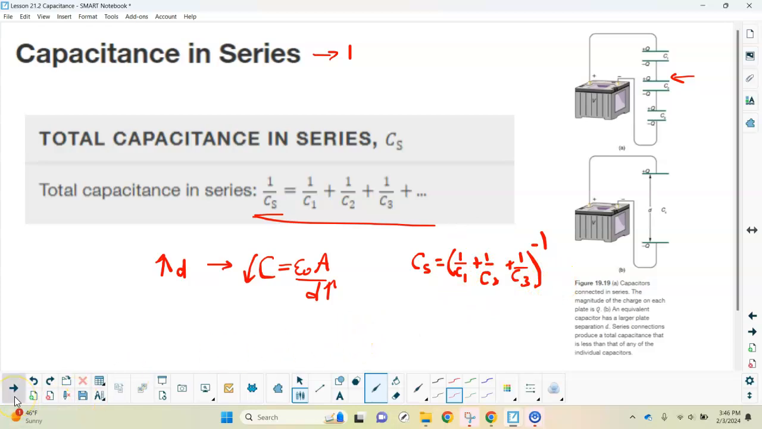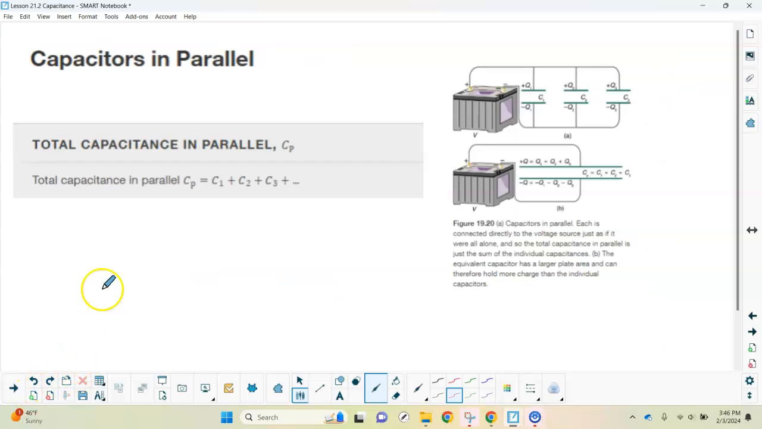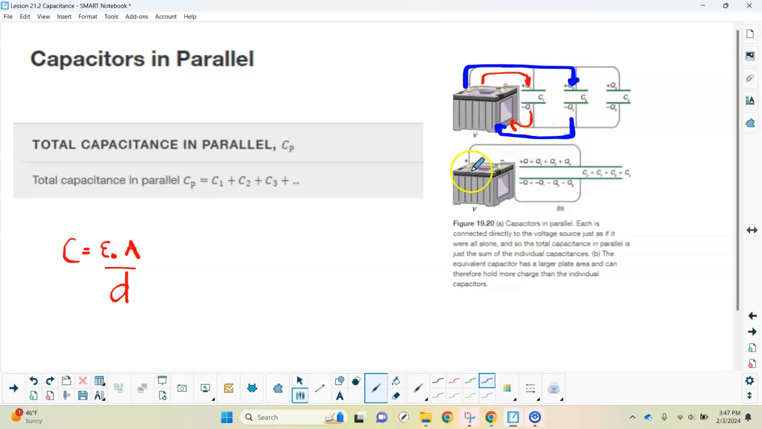Okay. In parallel, it is the reverse idea. So again, essentially, we're looking at capacitance is epsilon naught A over D. So when you have capacitors in parallel, parallel means that, and you can see these kind of look parallel to each other, there's more than one path. So there's an individual connection between each capacitor and the battery. So if I draw kind of the path here, there's a path for each of these three capacitors to be hooked up to the battery. So they're like individually hooked up.